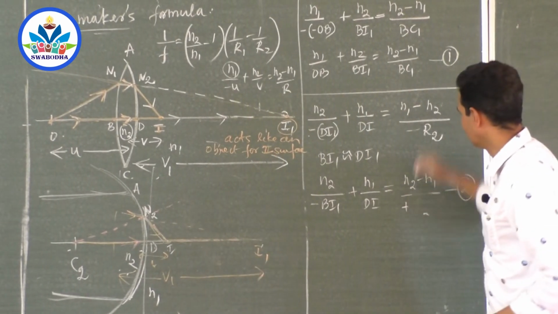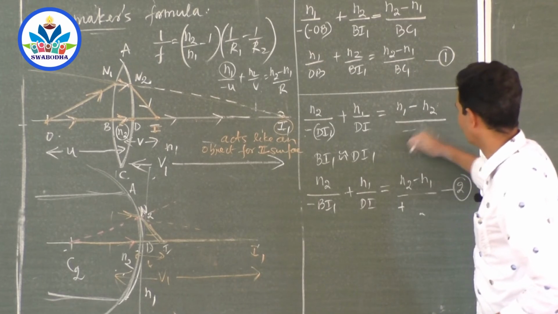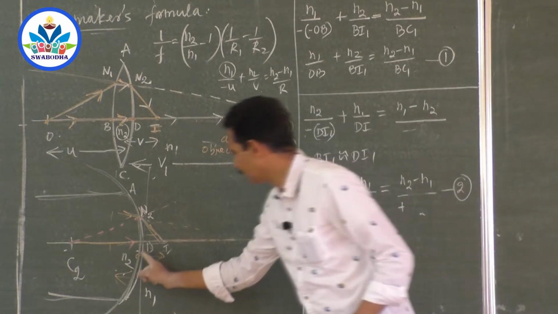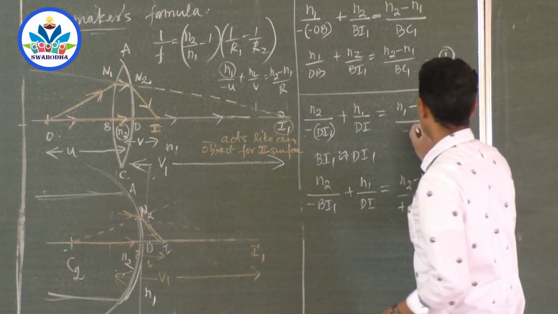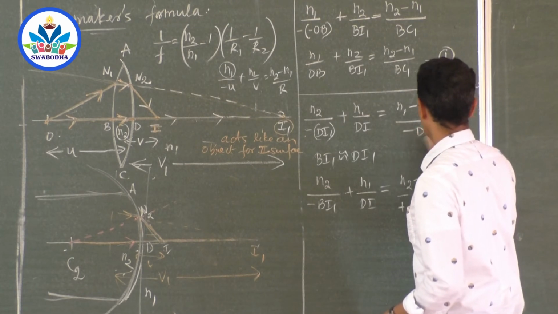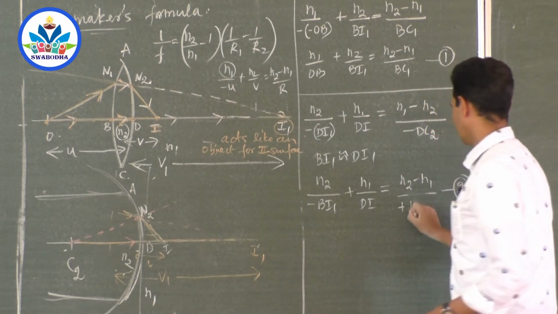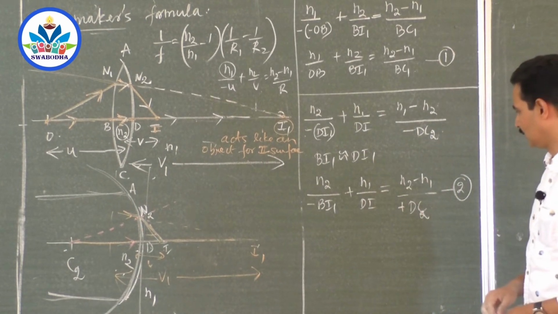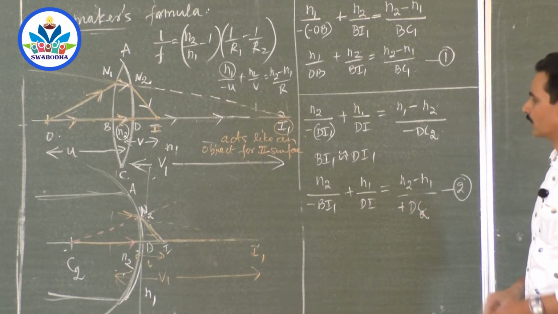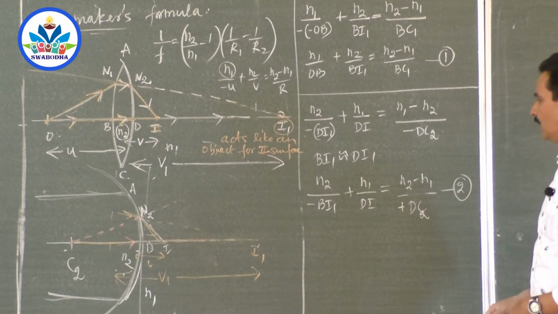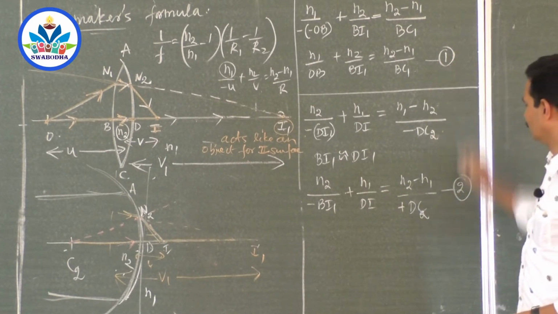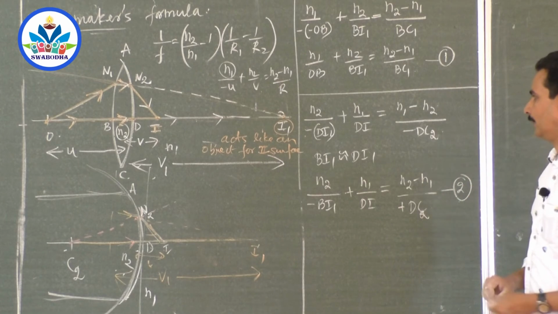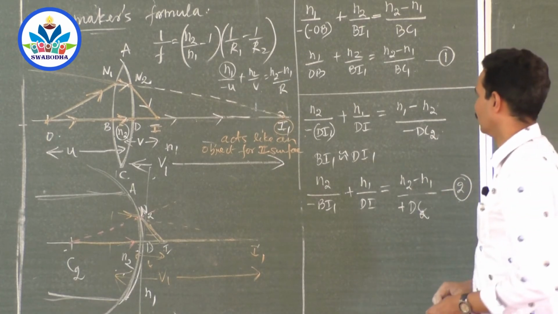I will write this one not as R2, but what is that R2? It is DC2, right? DC2. This is minus DC2 and this is plus DC2, right? I'll write it as DC1 and DC2, because I will write it in distances. Now, can you add these two equations? I think we can add them. When you add them, what will you get?